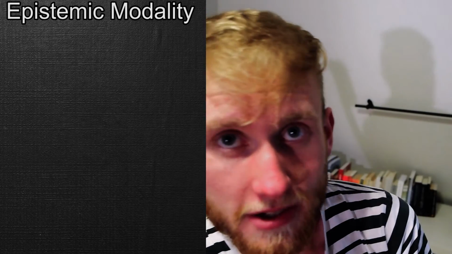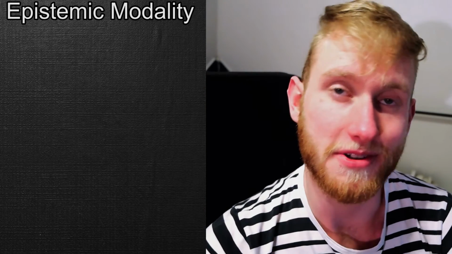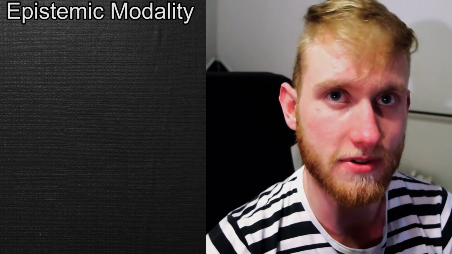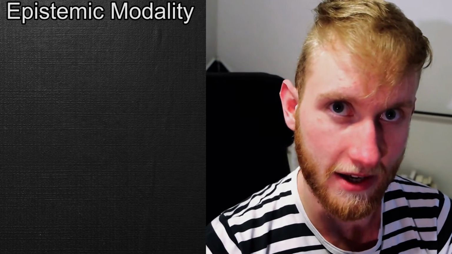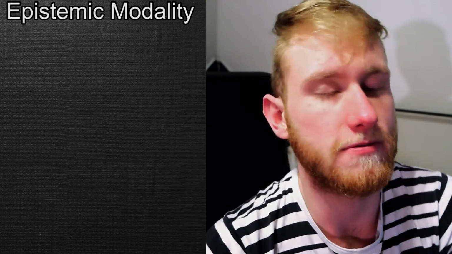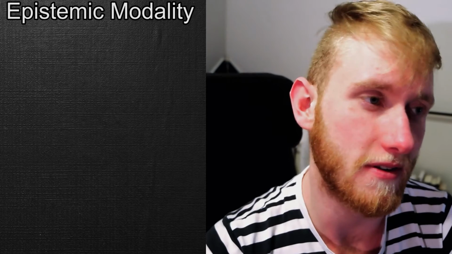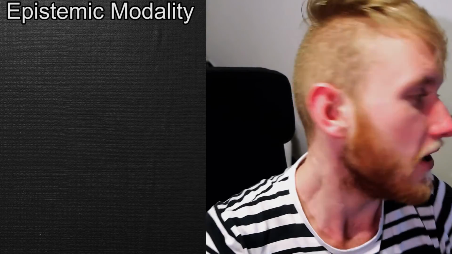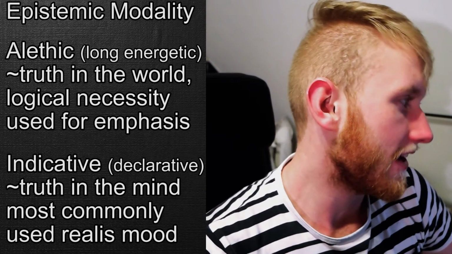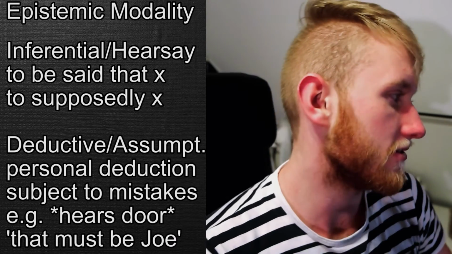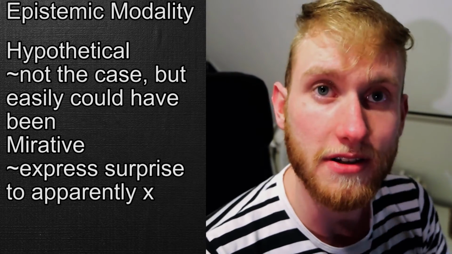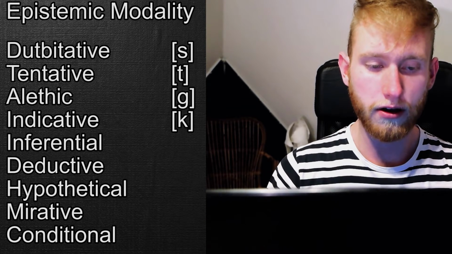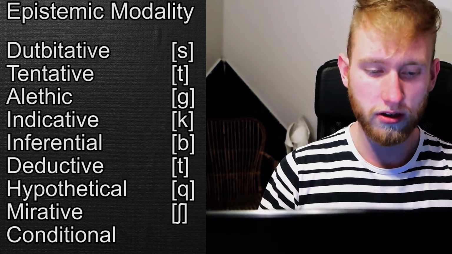So there are 8 epistemic modalities, and I'm not going to explain all of them because that would take a lot of time, but I really recommend, if you don't understand from the examples I give on the screen, and if you pause and you still don't understand, I really recommend you should just visit Wikipedia. There's just a lot to know, and epistemic modalities are just the best. Okay, let's just sum the ones up I chose. Dubitative, tentative, alethic, indicative, inferential / hearsay, deductive / assumptive, hypothetical, meritive, and conditional, with the corresponding consonants s, t, g, k, b, t, k, sh, d.